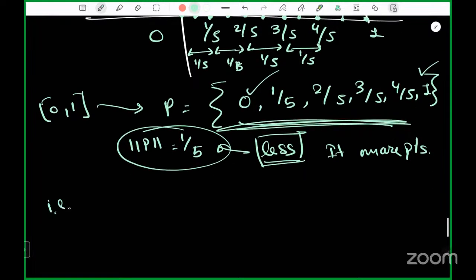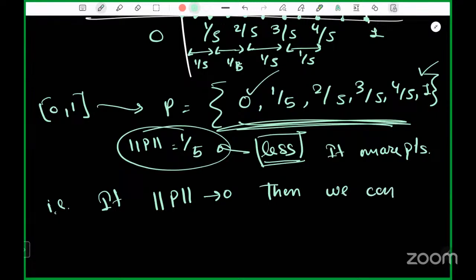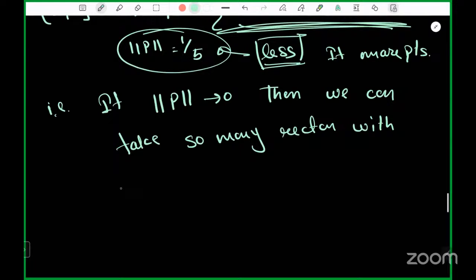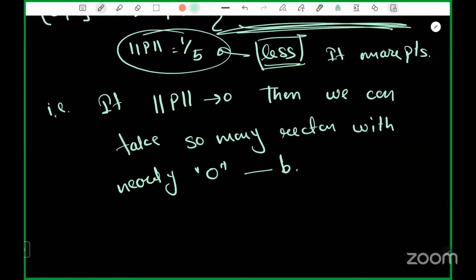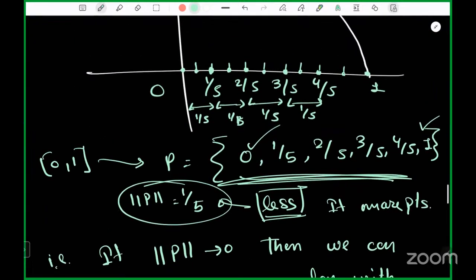So we can observe that if we apply the limit norm P going to 0, we can take so many rectangles with nearly zero breadth, right? If you take norm P going to 0, you have to make the distance between 2 points of your partition smaller and smaller. So you will get more rectangles in between. Is that okay?